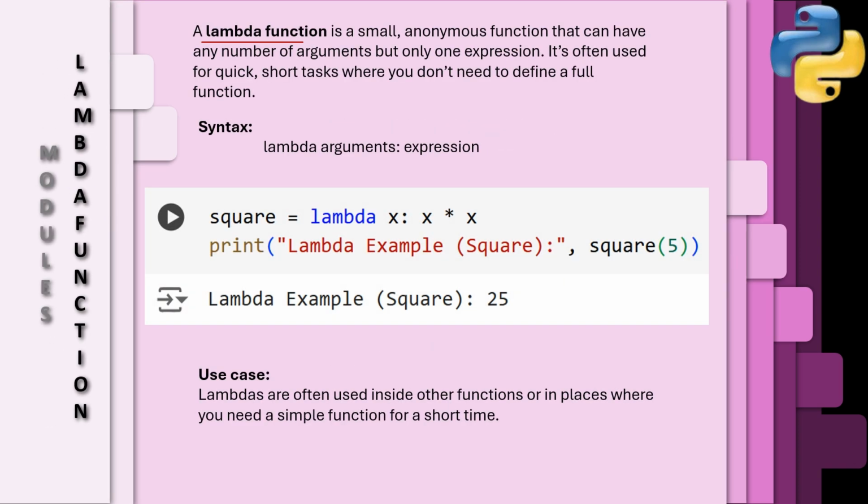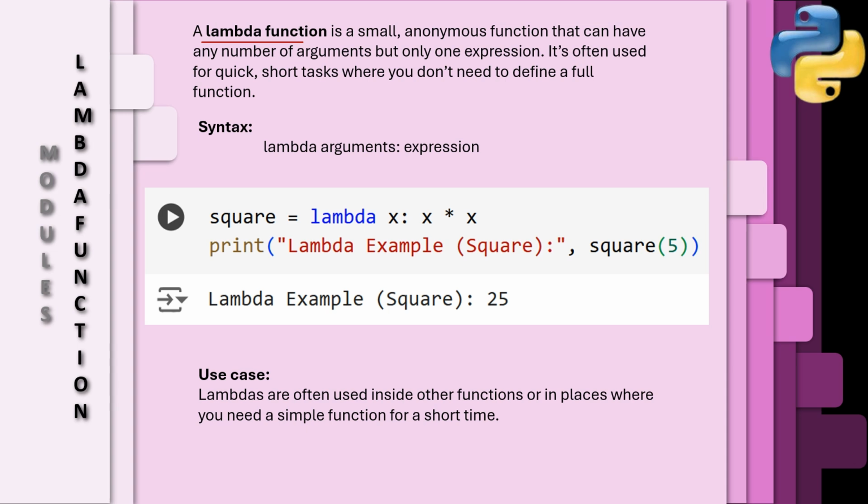Lambda functions are often referred to as small anonymous functions that can have any number of arguments but only one expression. They are often used for quick short tasks where you don't need to define a full function. They are a concise way to define functions in Python. Lambda syntax is as follows.